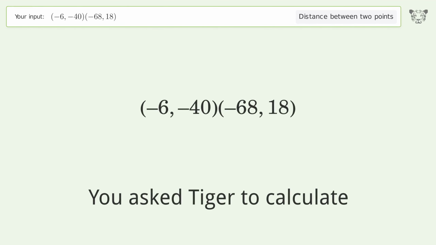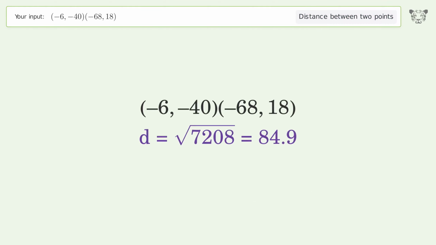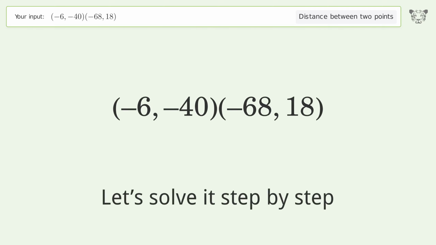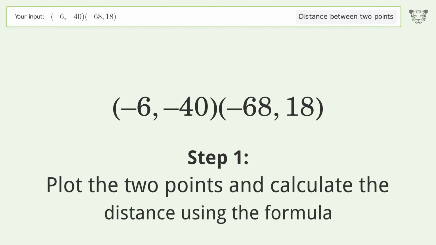You ask Tiger to calculate. This deals with the distance between 2 points. The distance between the 2 points is the square root of 7,208, or 84.9. Let's solve it step by step. Plot the 2 points and calculate the distance using the formula.